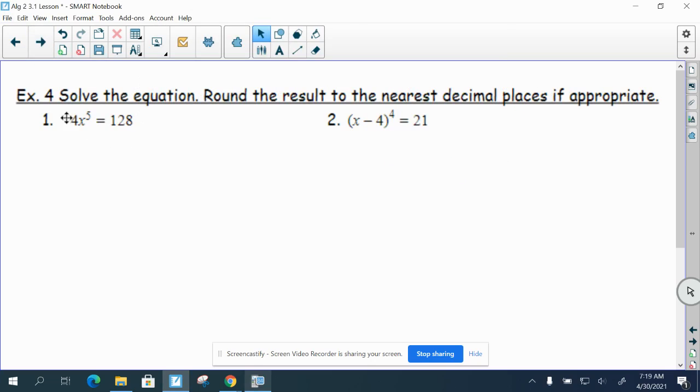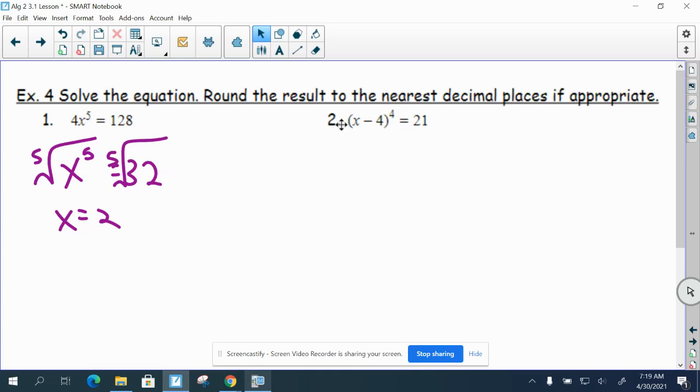Okay, now we're going to do a little bit of solving for x. First step for number 1 would be to divide both sides by 4. And 128 divided by 4 is 32. So then you can take the 5th root of both sides. The 5th root of 32 is 2.